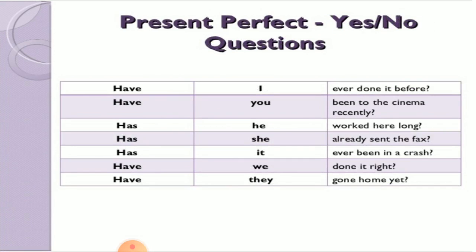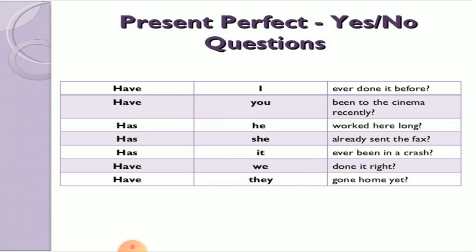Now let's see the present perfect yes/no question. Now children, what is a yes/no question? The questions to which you can give the answer with yes or no, or the questions which begin with auxiliary verbs, are called yes/no questions.